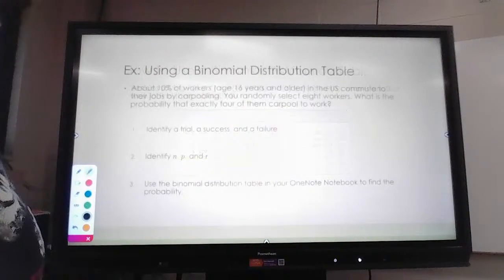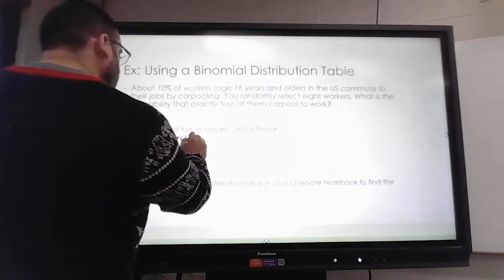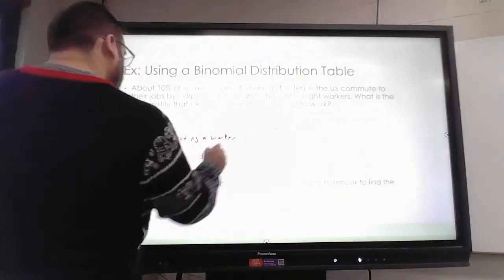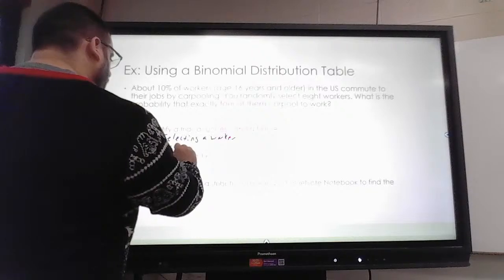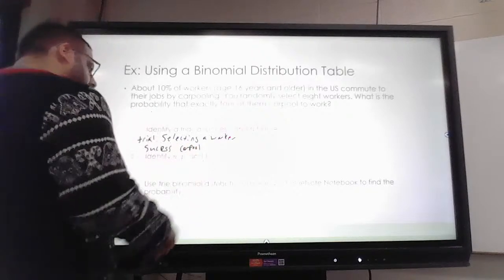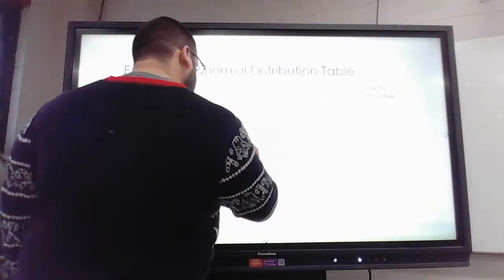Okay, let's try this example. About 10% of workers age 16 and older in the US commute to their jobs by carpooling. You randomly select 8 workers. What is the probability that exactly 4 of them carpool to work? So what is a trial? A trial is selecting a worker, which means that a success is that the person carpools, and a failure is no carpool.